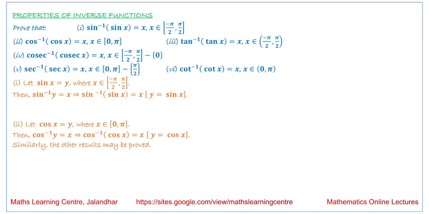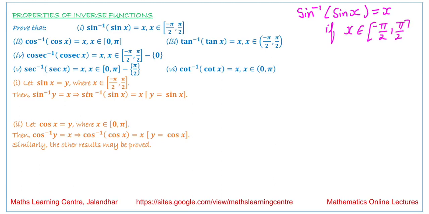The first result we have is sine inverse of sine of x. This will be equal to x if x belongs to the interval minus pi by 2 to pi by 2. We are talking about the principal value. If x belongs to this interval, then sine inverse of sine x is equal to x.